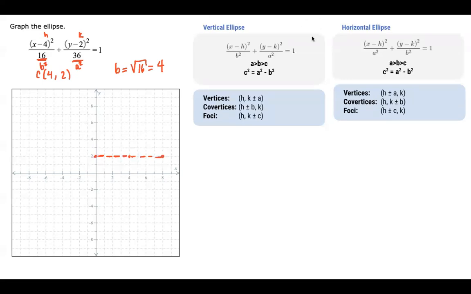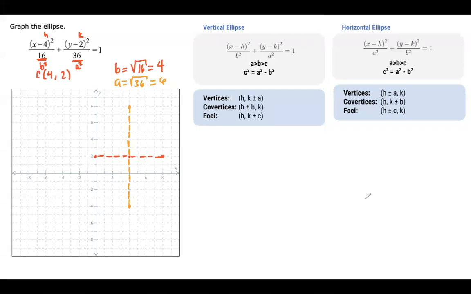And if you want to find the vertical length, it'll be a in this case. So a is equal to the square root of 36. So that will get you 6. So that's going to be 1, 2, 3, 4, 5, and 6, up and down. So those are the minor and major axes of your ellipse.